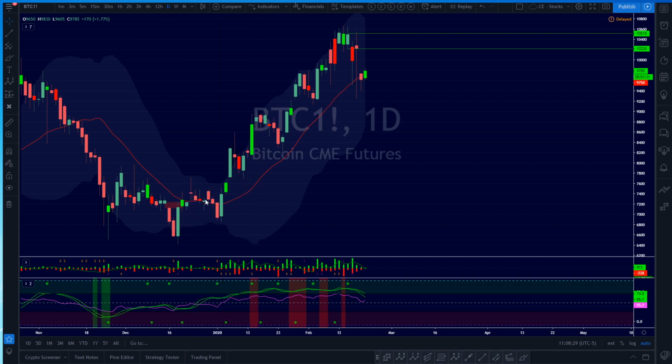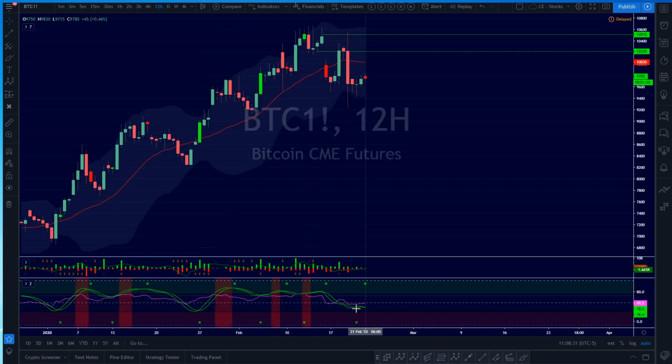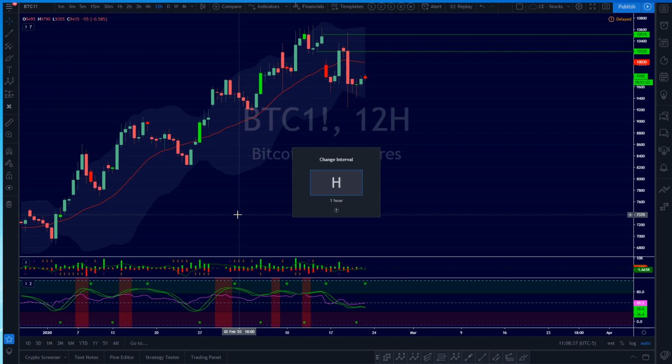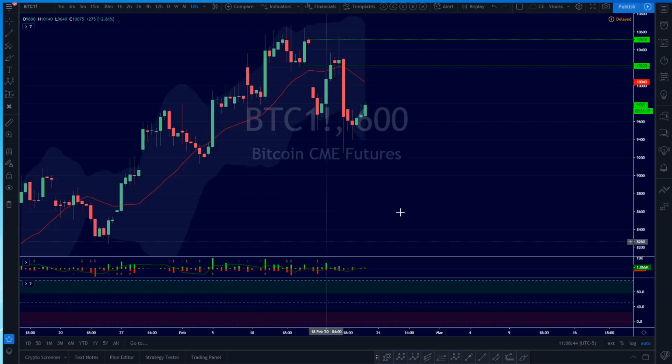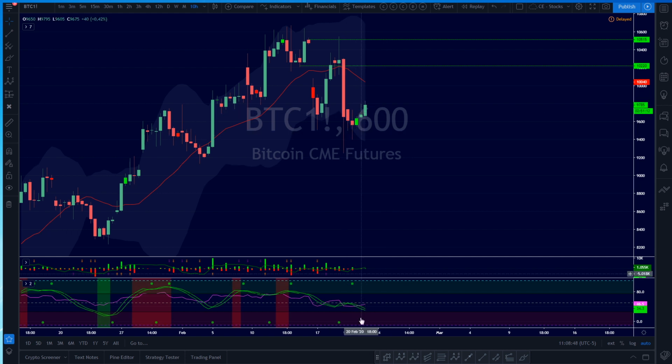So first, let's take a look at the 12 hour. We were paying attention to the 12 hour, which has crossed bearish. Even on CME, this has crossed bearish. Let's go to a 10 hour chart. 10 hour. Let's see here, on the 10 hour, let's wait for this to load.